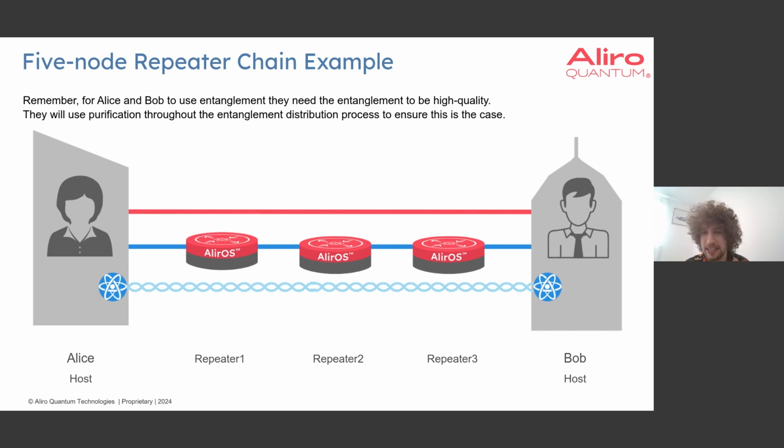This example was relatively simple. In more complicated networks, there will be many paths we can choose between end users instead of just one single path through which we can distribute our entanglement.